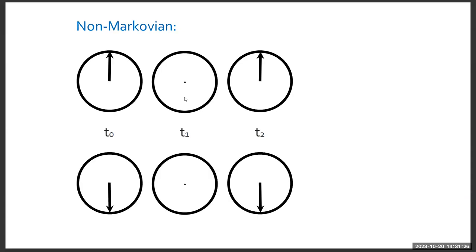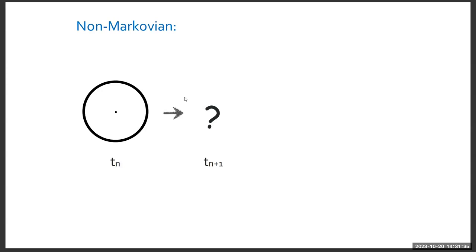Good. Now I can start with one. And then I just apply the maps that I had before. I go through identity and I come back to one again. Now, the same game. I'm at time n, I'm in the identity. What will be the state at n plus one? You don't know. You have these two possibilities, and to decide between them, you have to know where you came from, okay? So this is an example of non-Markovian.